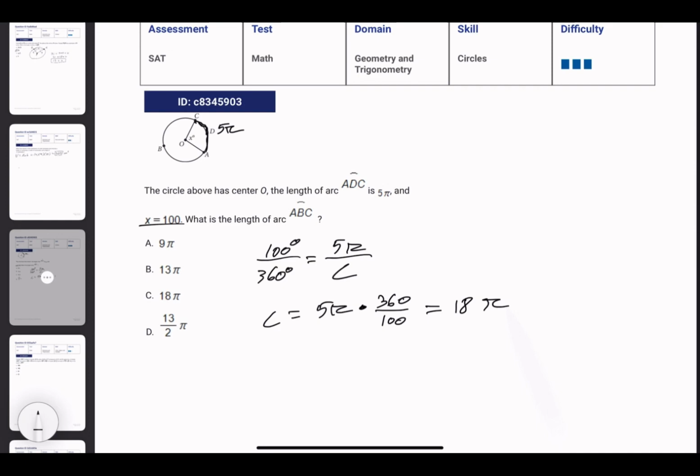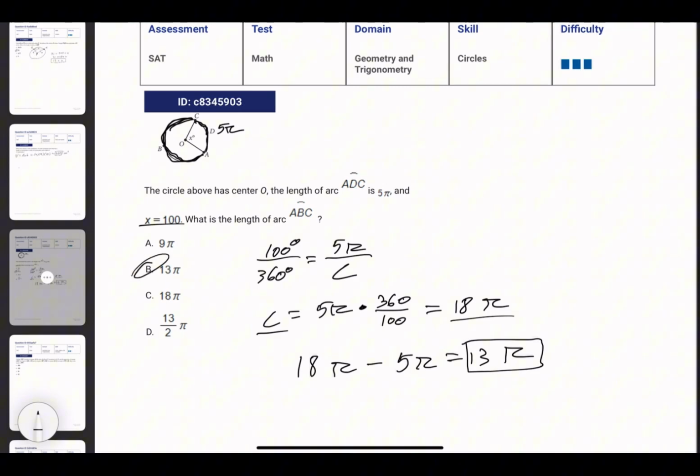18 pi. So if our total circumference is 18 pi, we know that the length of arc ABC, which is this over here, is going to be the total circumference, 18 pi, minus 5 pi, which is equal to 13 pi. That's because the only remaining arc length is 13 pi after we subtract the 5 pi. So that's going to give us an answer of B.